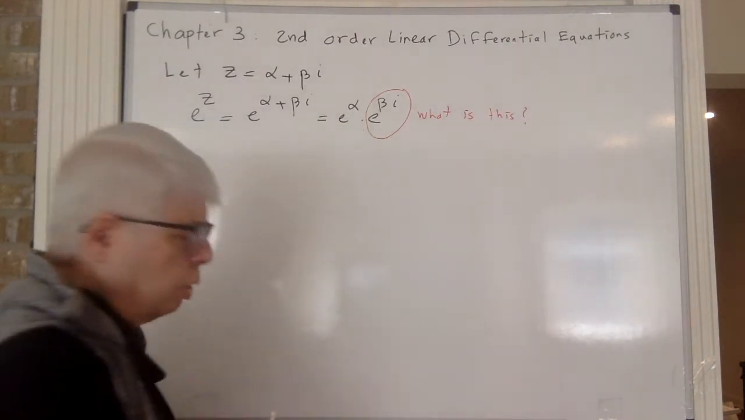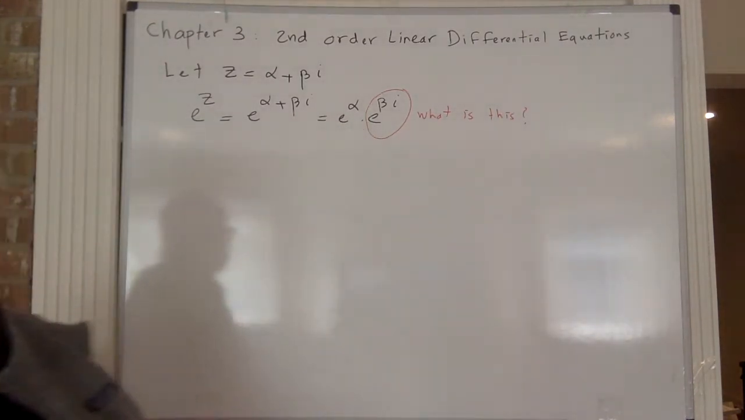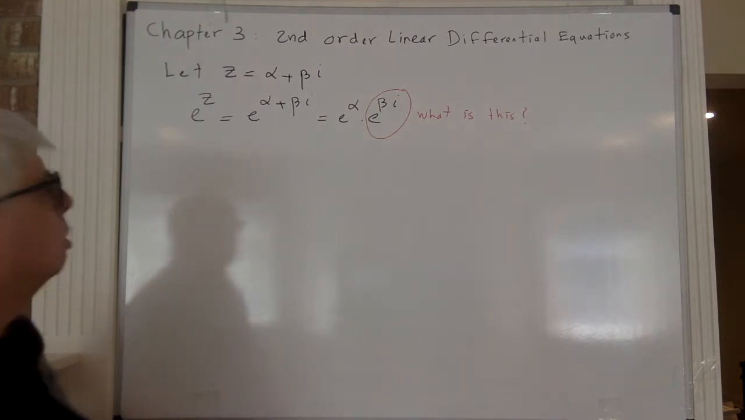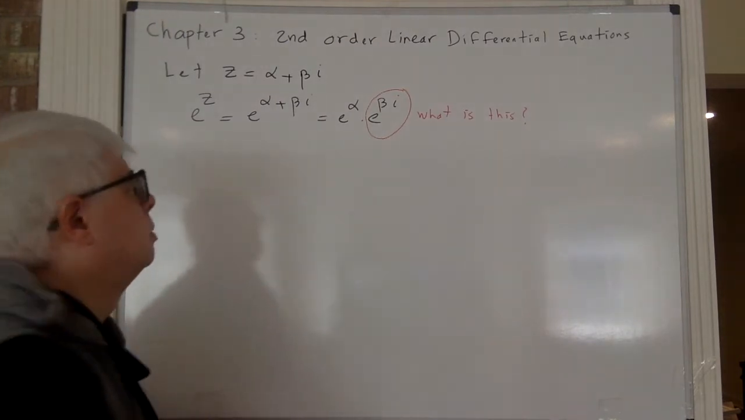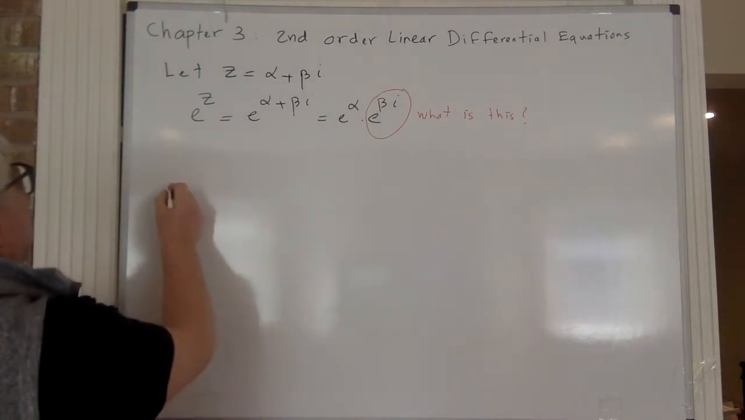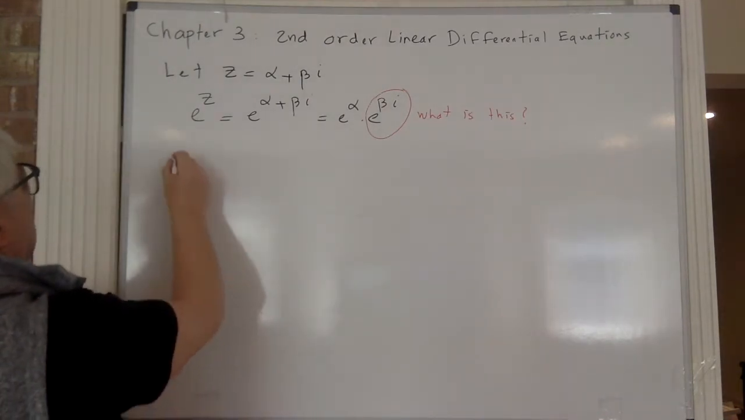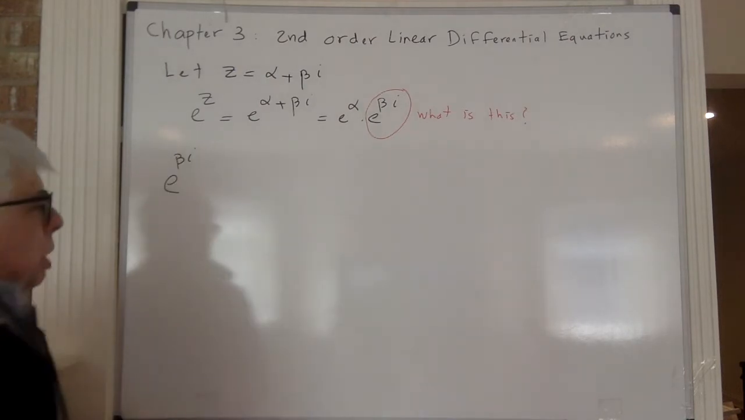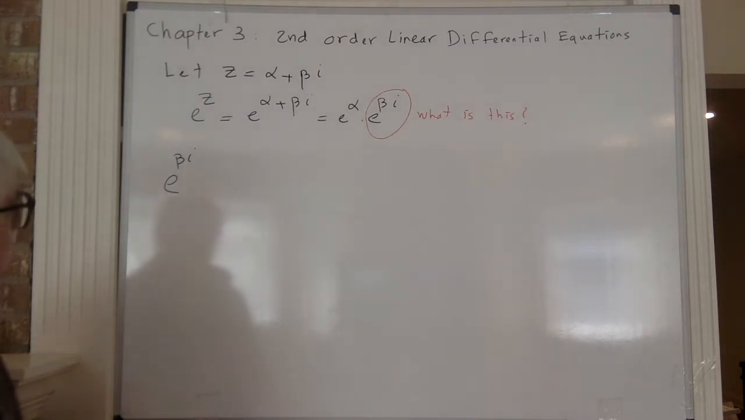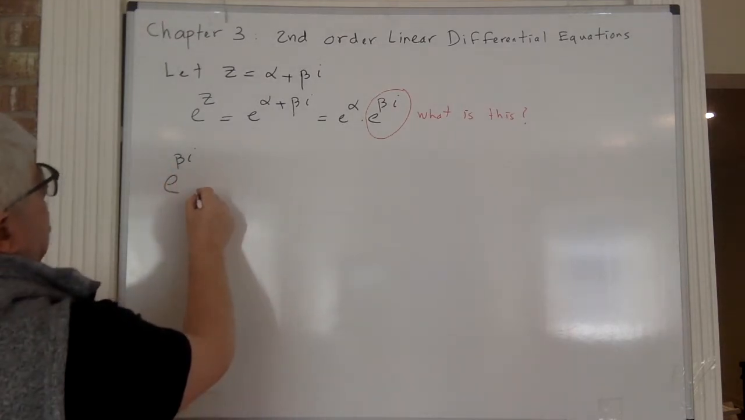Well, you might say, okay, what is this? Well, that's e to power i beta. But can I relate it to something more interesting? The answer is yes, we can do that. Okay, so let me do this. Let's write down the Taylor series for e to power x. In fact, here the x is beta i.